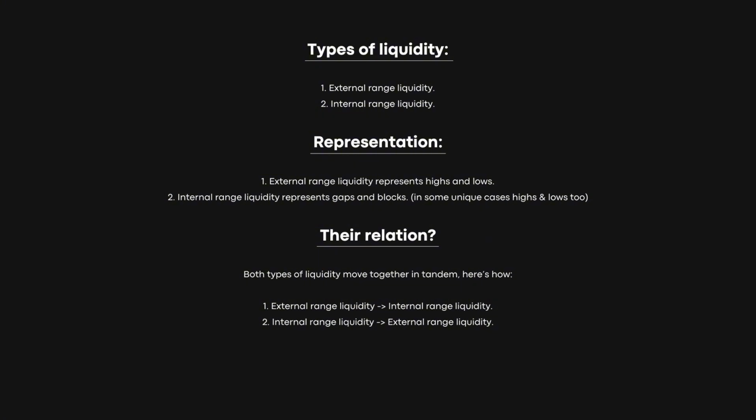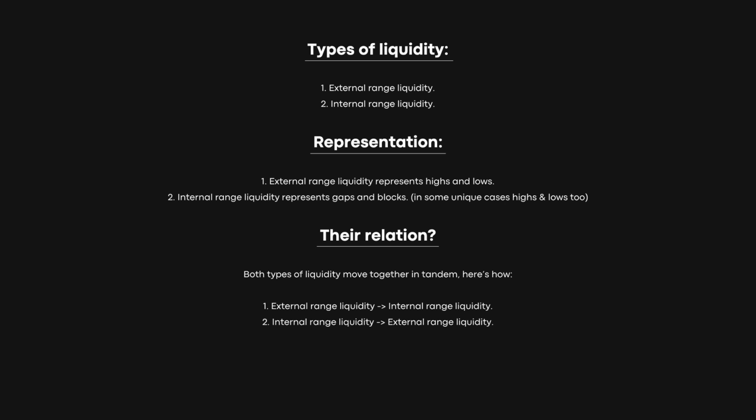Now, the real power comes in understanding how these two types of liquidity interact with each other, because that's where the market structure and flow really comes together, right? Here's how it works. Price doesn't just randomly move from one high to another or from one block to another, right? External range liquidity and internal range liquidity move in tandem. They follow a sequence, and if you understand this sequence, it gives you a real edge, right?